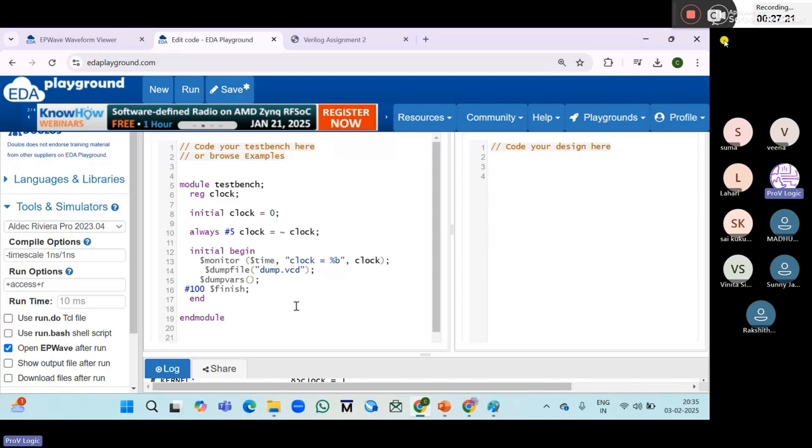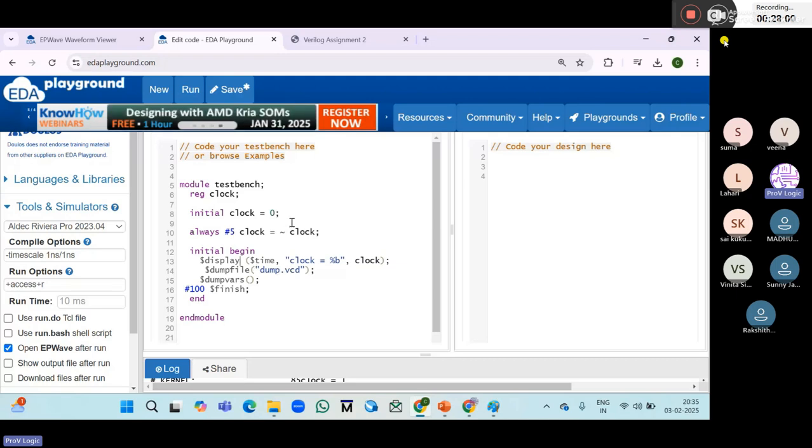Suppose here, always at every 5 time units the clock value is changing. Whenever you write a dollar monitor, then whatever the change, even if it's a 2 time unit change, or at 1 time unit, every change will be printed at the output side. But in the same place, if I write dollar display, it won't write every change, only the value before the dollar display will be printed.